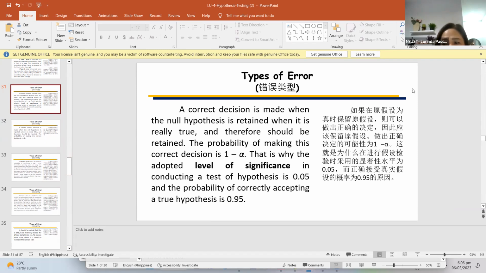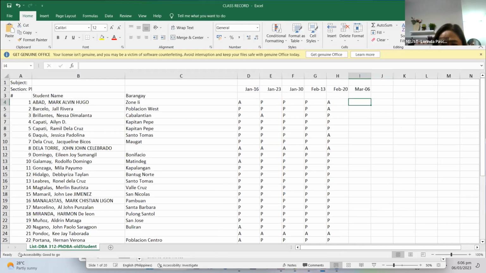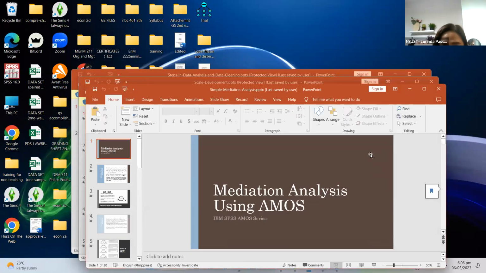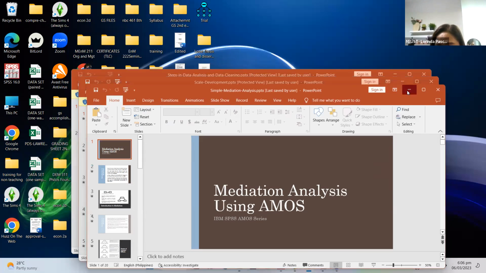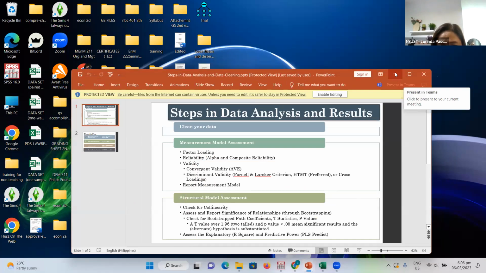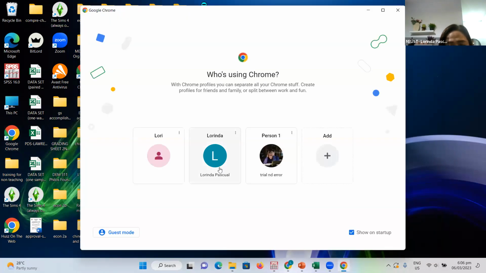Mag-open ako ng calculator. Diyos ko, teka nga. Ang dami ko pala ditong naka-open. Naku, makikita ninyo aking... Wait lang.